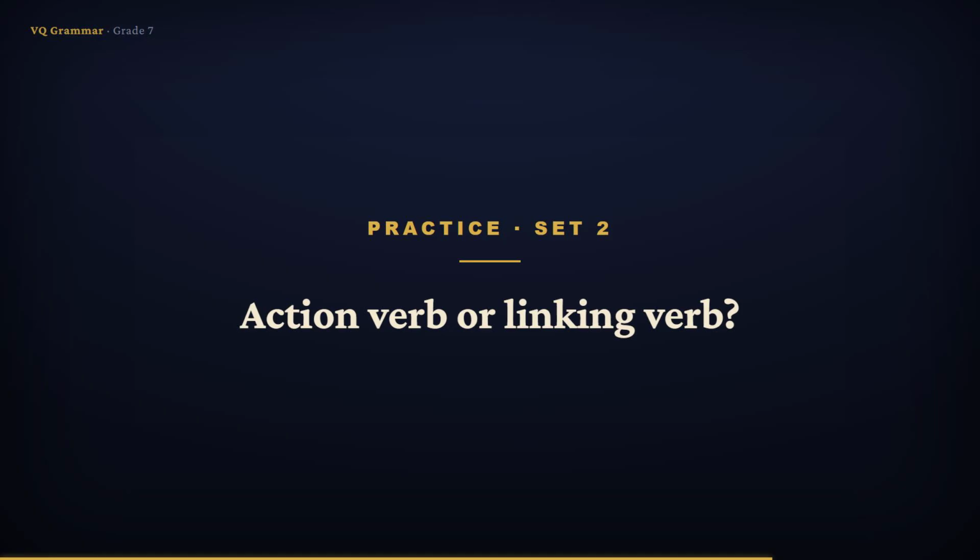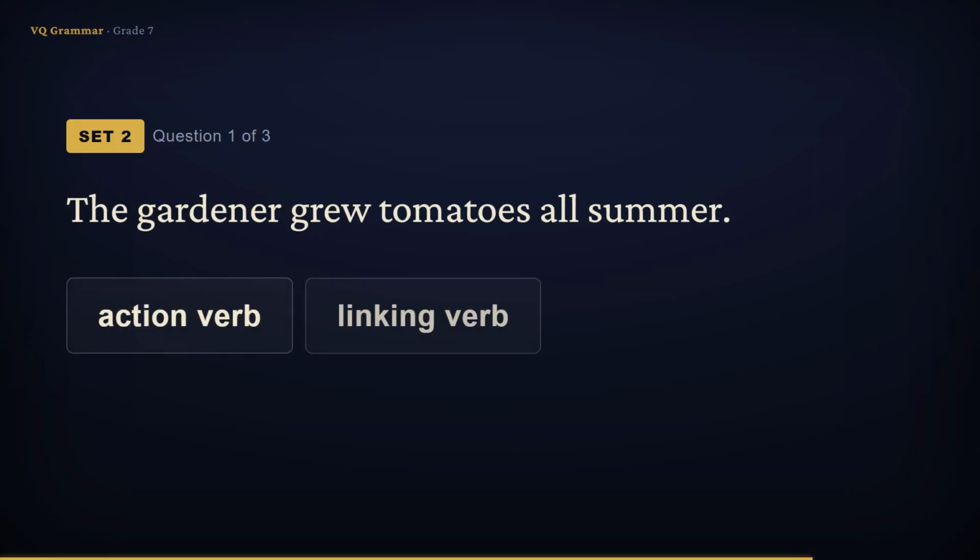In this second set, watch the verbs closely. The same verb can be action in one sentence and linking in another. For each one, decide whether the verb is acting or linking. Remember the test. If you can swap in is or seems and it still makes sense, the verb is linking. Pause and decide before I answer. The gardener grew tomatoes all summer.